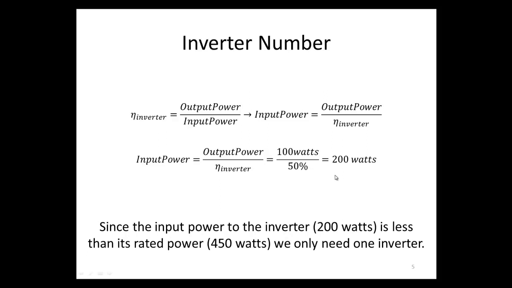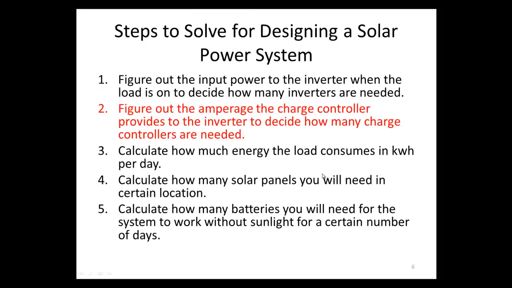So we know that the maximum power rating of the inverter was 450 watts, and since the power that we're supplying to it is 200 watts, we only need 1 inverter. Now if we got greater than 450 watts, we would need more than 1 inverter. Okay, so that's step 1.